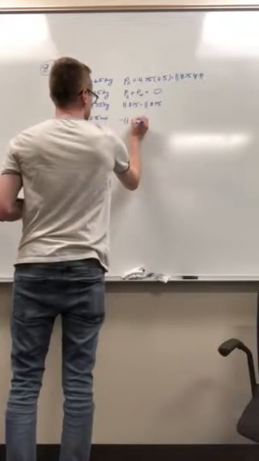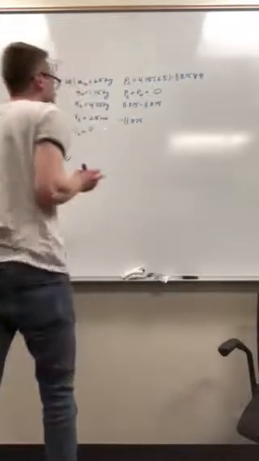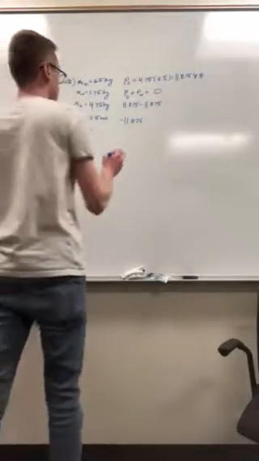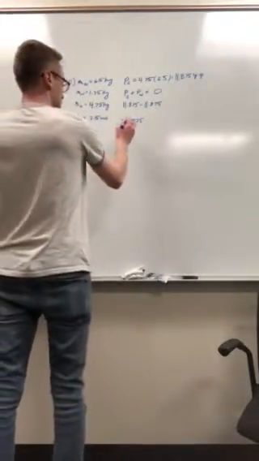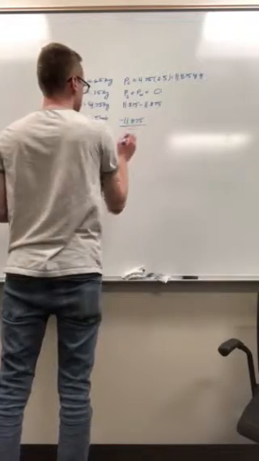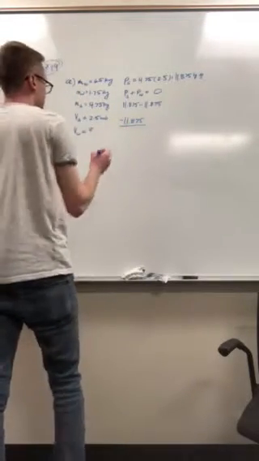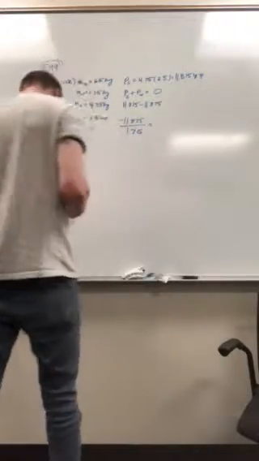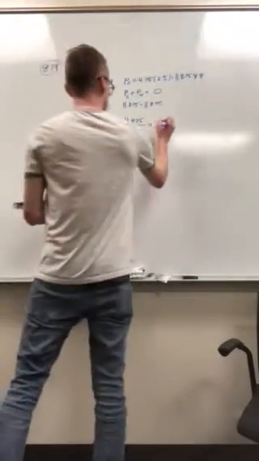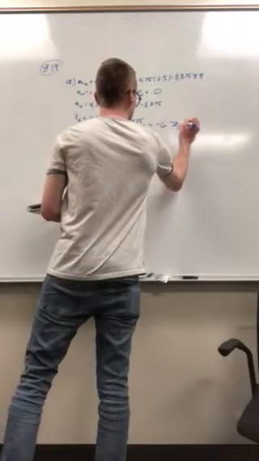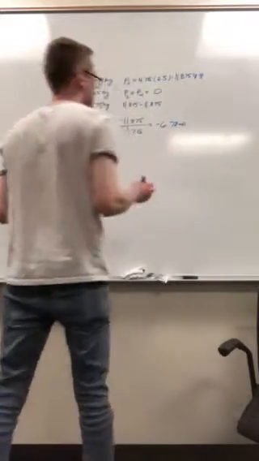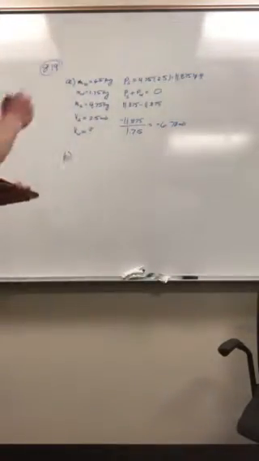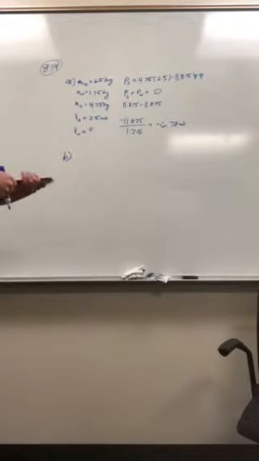From there, we can solve for the velocity of the water being expelled by dividing its momentum by the mass of the water. And that gives us negative 6.78 meters per second. So it's 6.78 meters per second in the direction opposite of the squid.